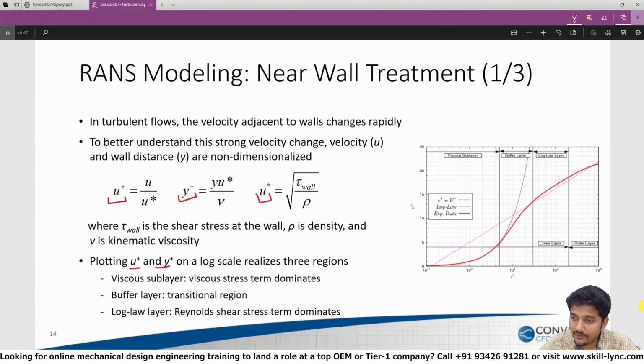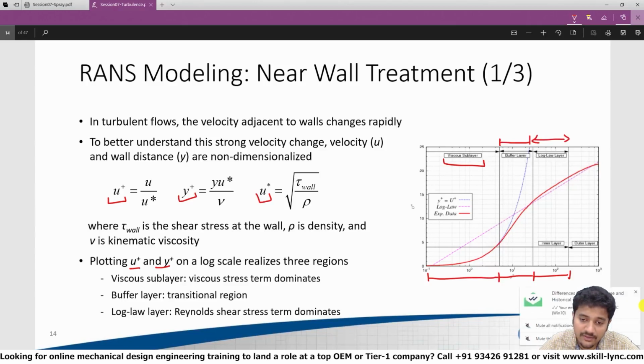of the wall, right? So basically what you can see is that away from the wall, there are three distinct regions which have been clearly marked. The region that's closest to the wall is called the viscous sublayer, and the region outside of the viscous sublayer is called the buffer layer, and even outside the buffer layer you have something called the log law layer. So in the viscous sublayer, what happens is that your viscous stress term dominates. All right, and in the buffer region you have this transition taking place, whereas in the log law region, you have your Reynolds shear stress that dominates.